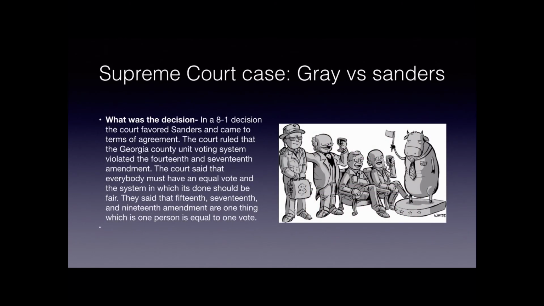What was the decision? In an 8-1 decision, the court favored Sanders and came to the terms of agreement. The court ruled that the Georgia county unit voting system violated the 14th and 17th Amendments. The court said that everybody must have an equal vote and the system in which it's done should be fair. They said that the 15th, 17th, and 19th Amendments are one thing, which is one person is equal to one vote.